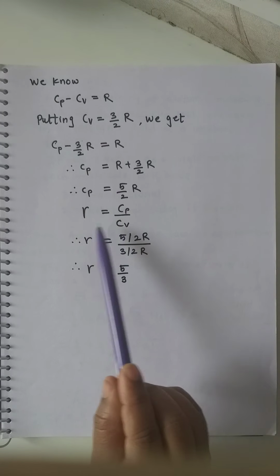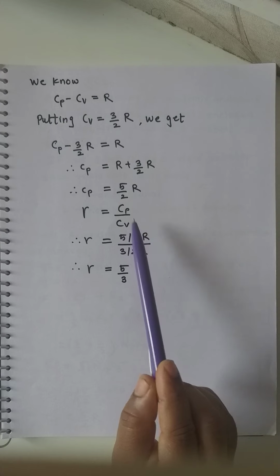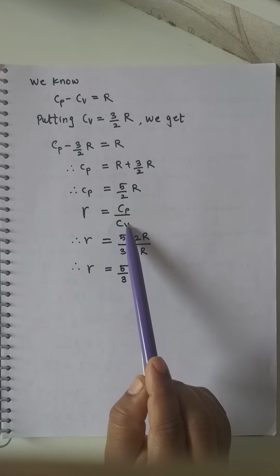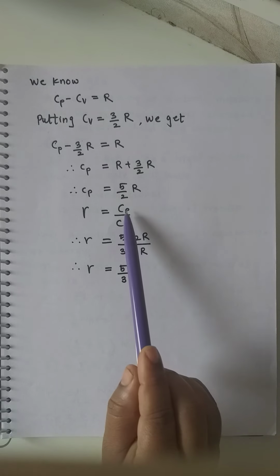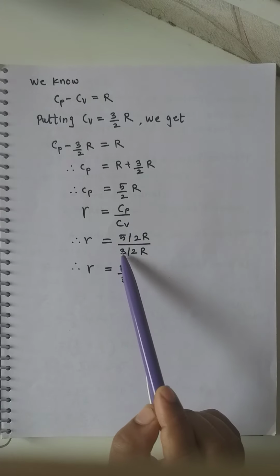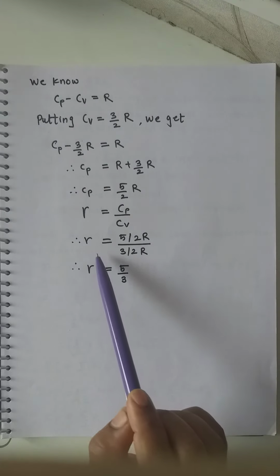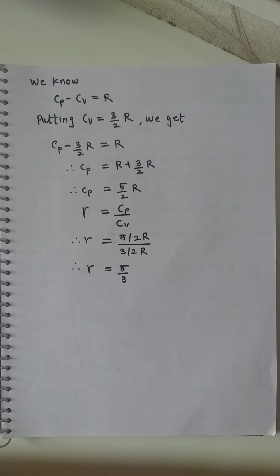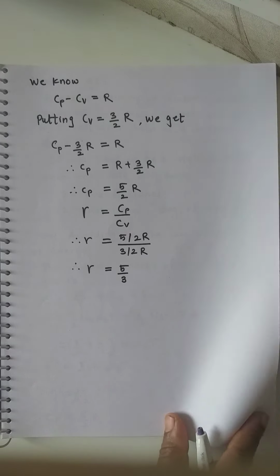Now gamma is the ratio of Cp upon Cv, the ratio of specific heat at constant pressure and specific heat at constant volume. So put the value of Cp and Cv: Cp is 5 by 2 R and Cv is 3 by 2 R. So gamma, the ratio, is 5 by 3. This is for monoatomic gas.